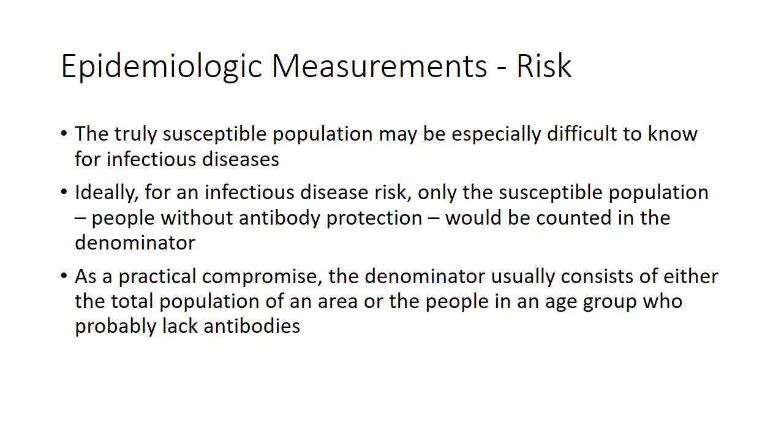And so typically what we see is kind of a compromise here. That denominator is going to consist of either a total population of an area or people or an age group who probably lack the antibodies, right? So again, you will never have all the absolutely accurate information, but we try to make compromises and get as close as we can within reason.